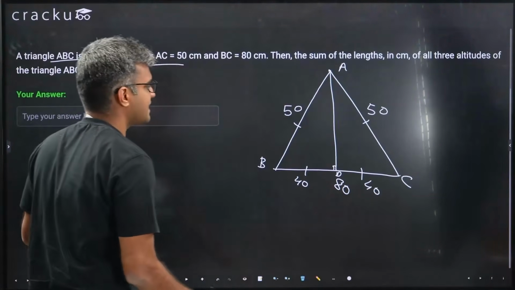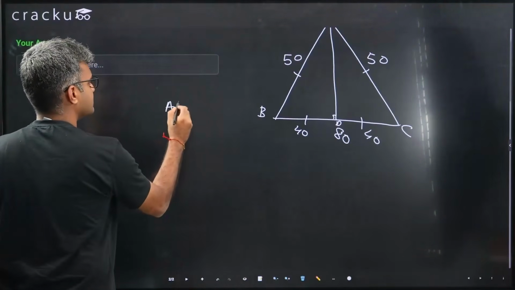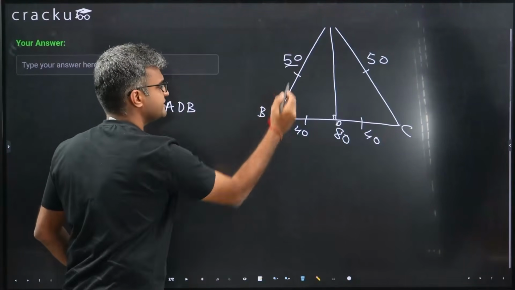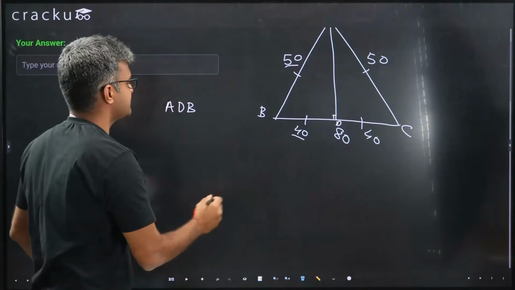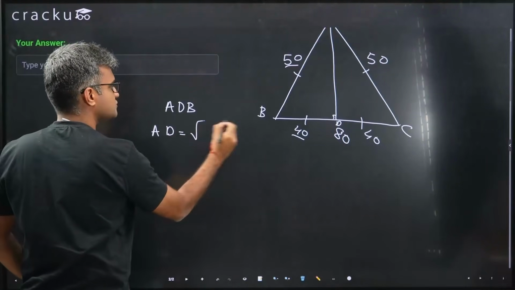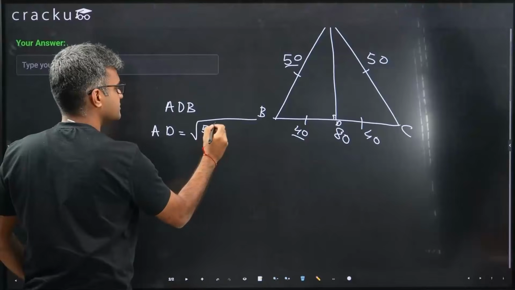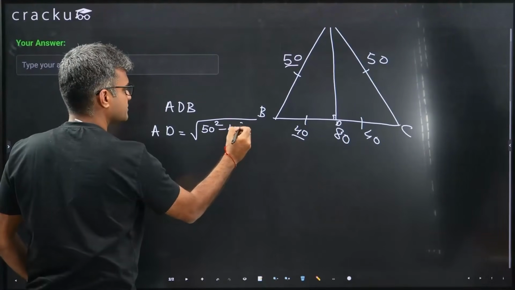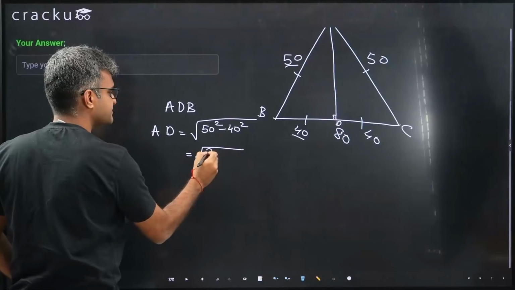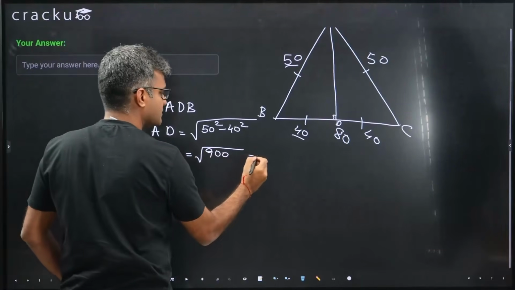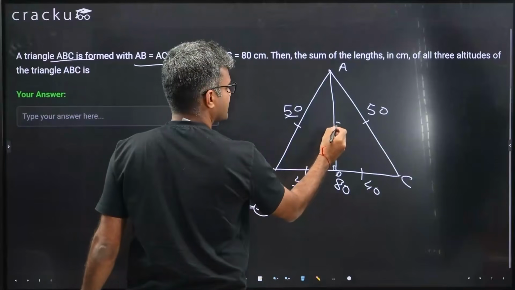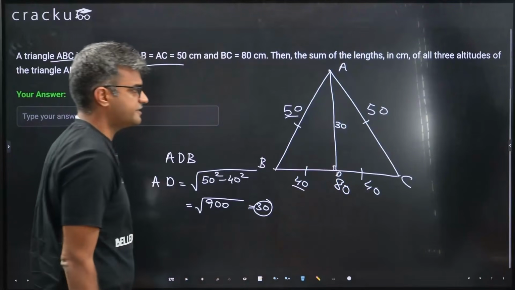Now if you are looking at the triangle ADB, this is a right angle triangle. The hypotenuse is 50, the base is 40. So the other side can be calculated. The length of AD will be equal to square root of 50 square minus 40 square, which is equal to square root of, this is 2500 minus 1600, which is 900, which is equal to 30. So one altitude we can calculate easily. This is equal to 30.